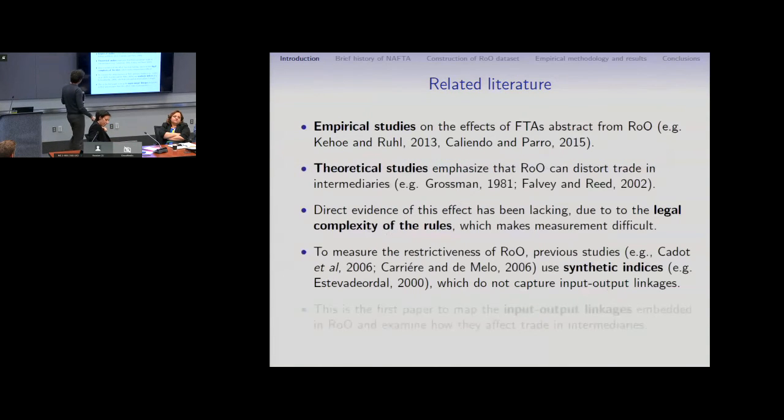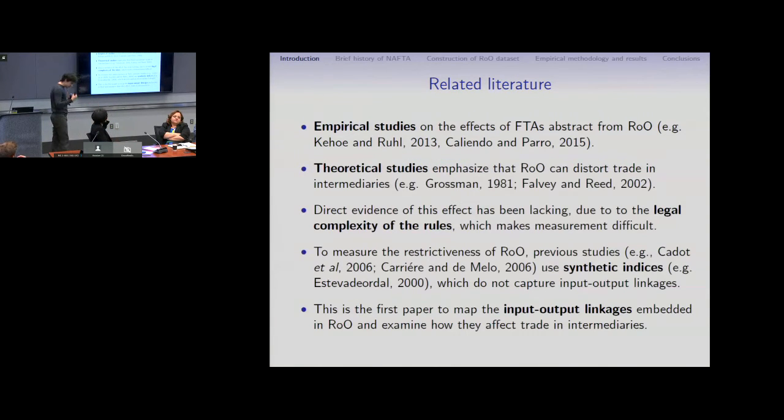So just to go quickly through the literature, there are some empirical studies trying to think about the effects of FTAs on trade. They usually abstract from the presence of rules of origin. So we're going to try to contribute to the literature by thinking about rules of origin. There have been many papers on the theoretical effects of rules of origin, starting probably with Grossman in his Your Market paper in 1981. So why is there not a lot of evidence about the empirical effects of rules of origin?